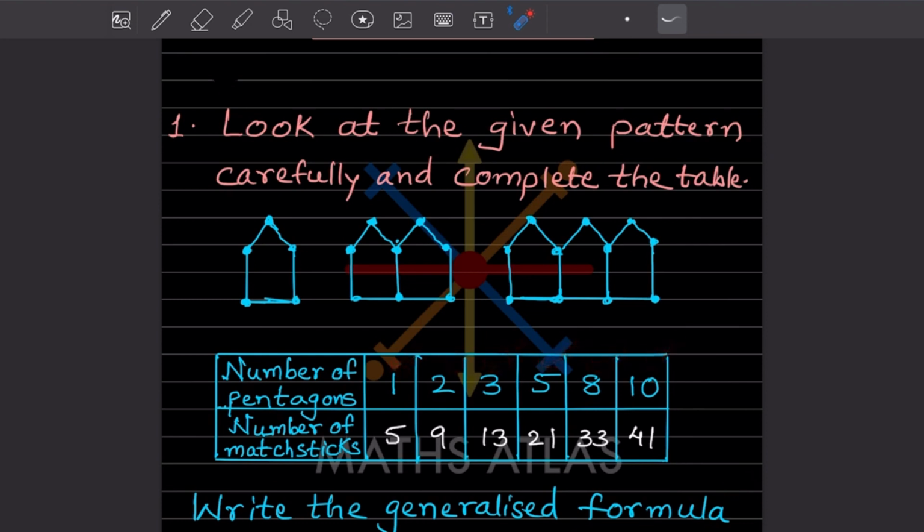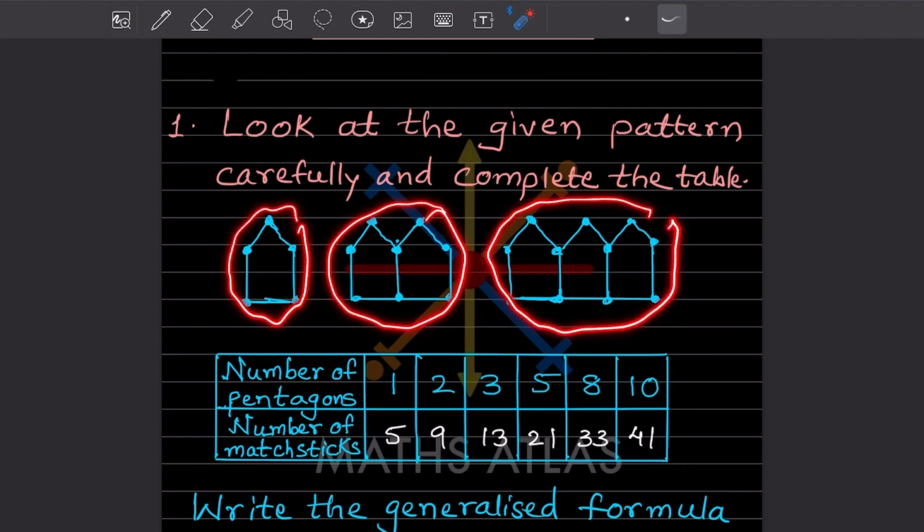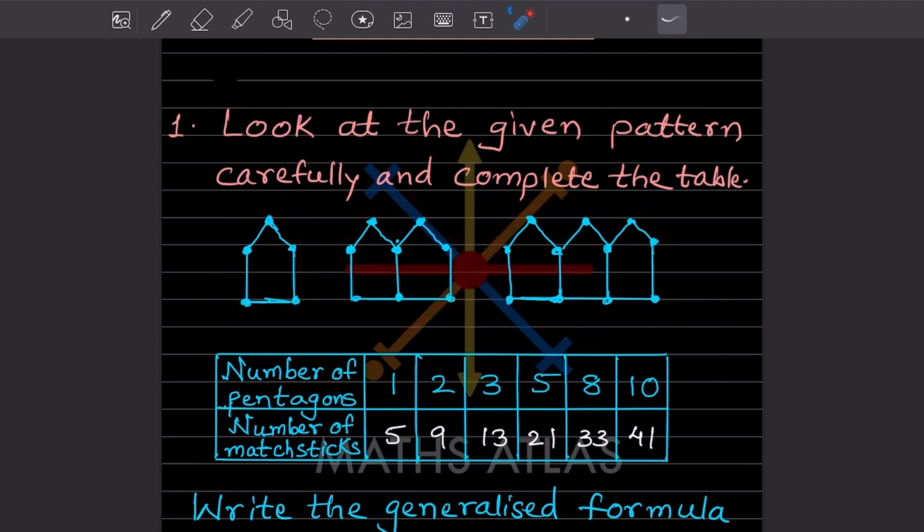Okay, so what does this say? Number of pentagons. Penta means 5, so 5 is the number of sides. So this is 1. When we join this, these are 2 pentagons. These are 3 we can see. So in this pentagon, let us see the sides: 1, 2, 3, 4, 5.